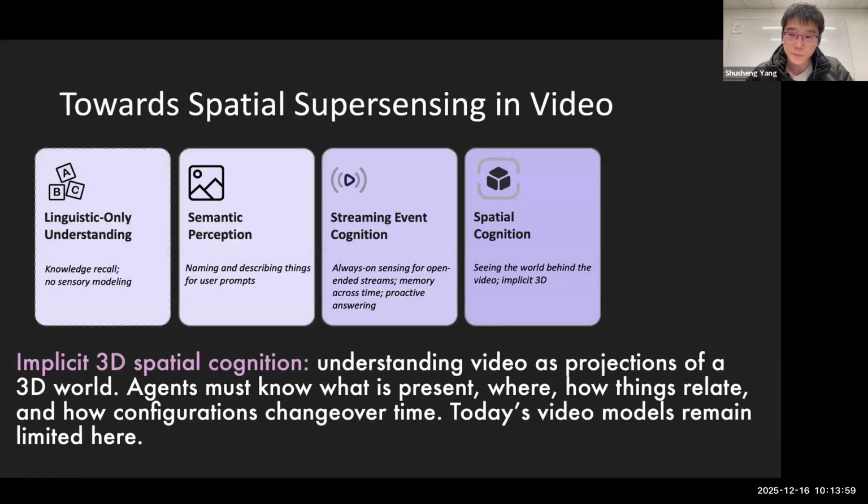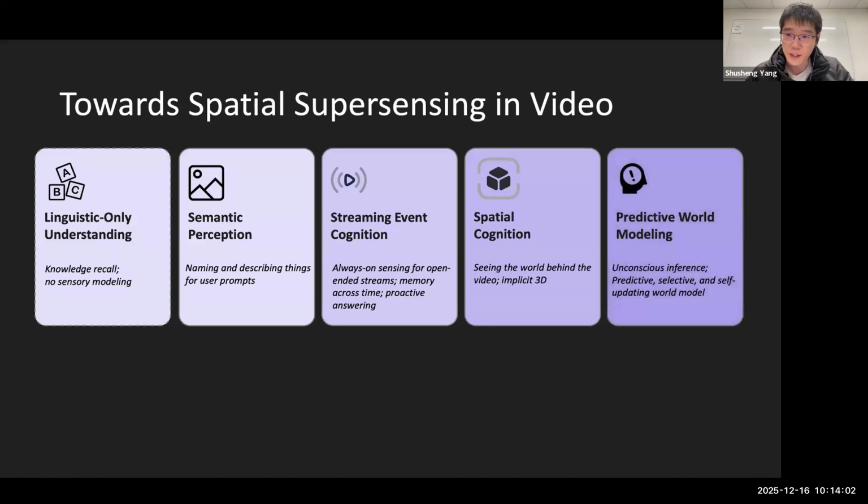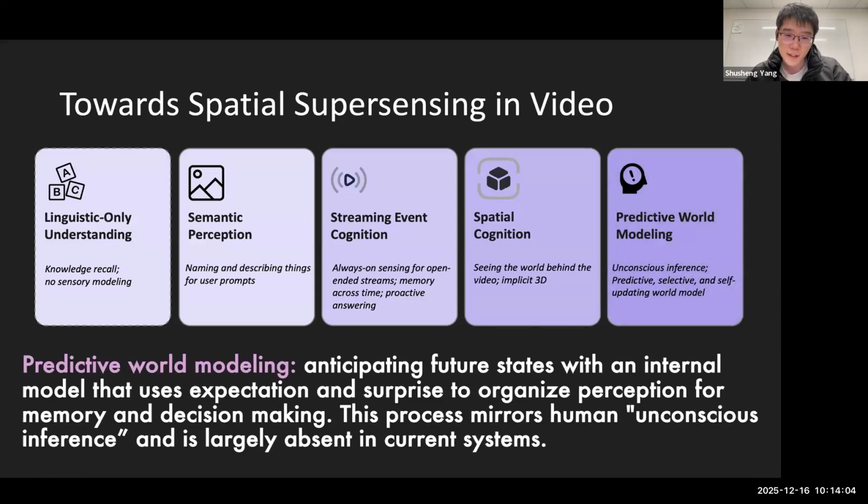And the last level is predictive world modeling. We want the model to not only passively perceive the frames, but also anticipate the future frames with its own internal world model. In this way, the model can use expectations and surprise to organize perceptions for memory and decision making. This process mirrors humans' unconscious inference and is largely absent in current systems.